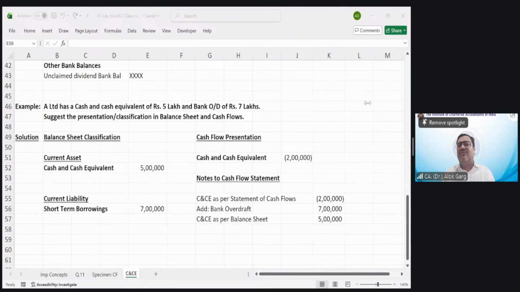So since it is an integral part of cash management, that is why the standard says that for the purpose of the cash flow statement, you will not show it as a borrowing. You will not show it as a financing activity.